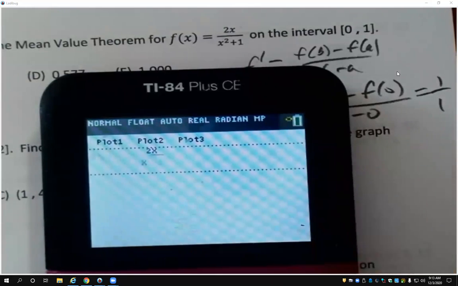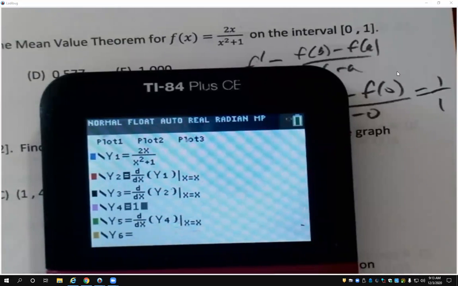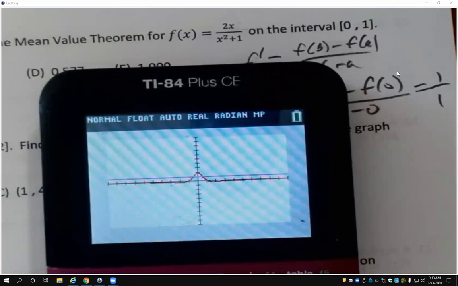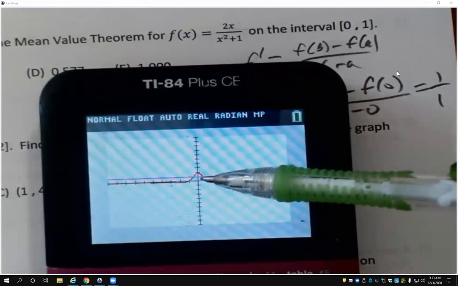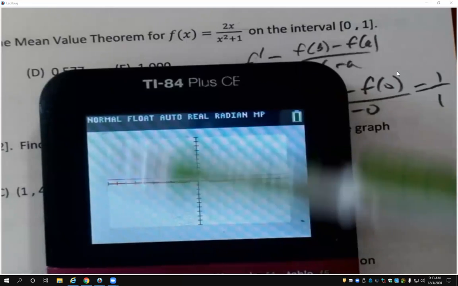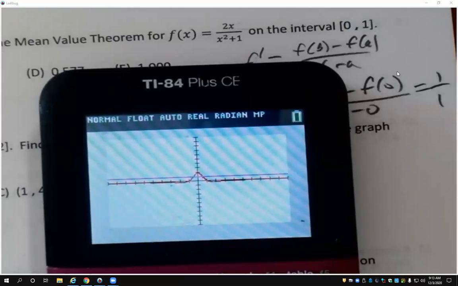So I'm going to graph the line y equals 1. Come find an open slot on your calculator. Graph that line. There it goes. I want to find this intersection point because this is where the slope of the secant line is equal to the slope of the tangent line. Remember, these are not secant lines and tangent lines we're graphing. We're just finding the point.